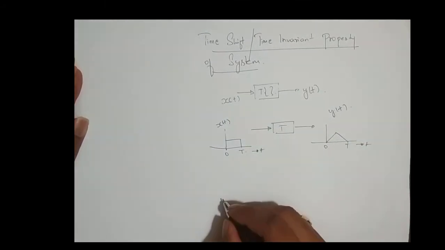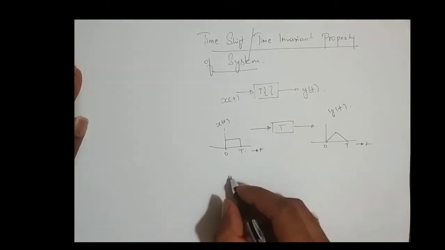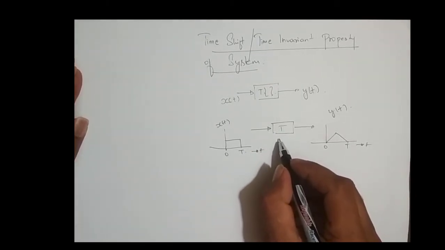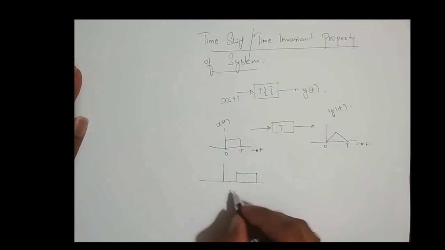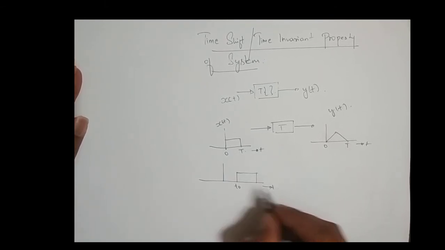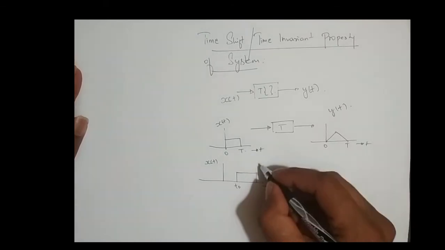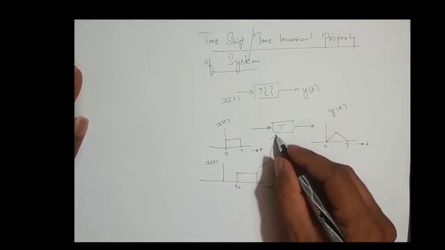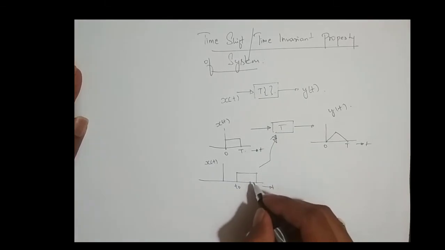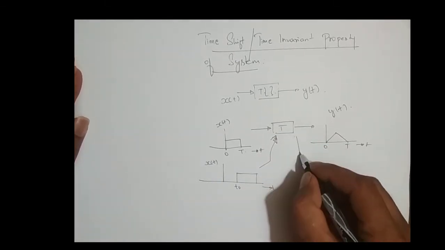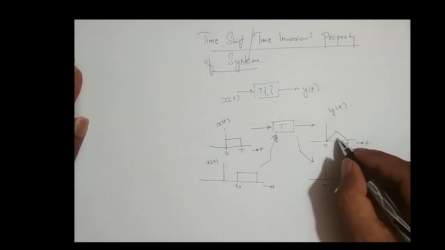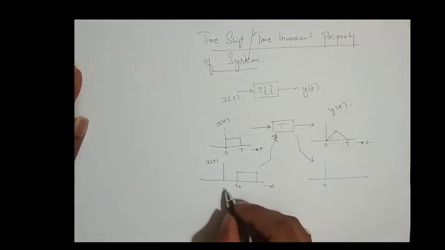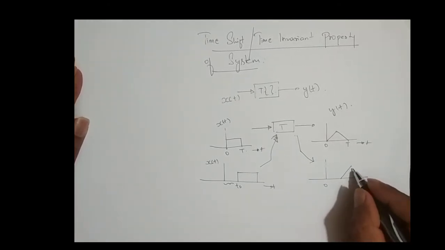Now, this system is said to be time invariant if, when I shift this rectangular pulse right by t naught, and give the same shifted signal to the same system T, the output from this system should be a rectangular pulse, but shifted by t naught. Something like this, t naught.